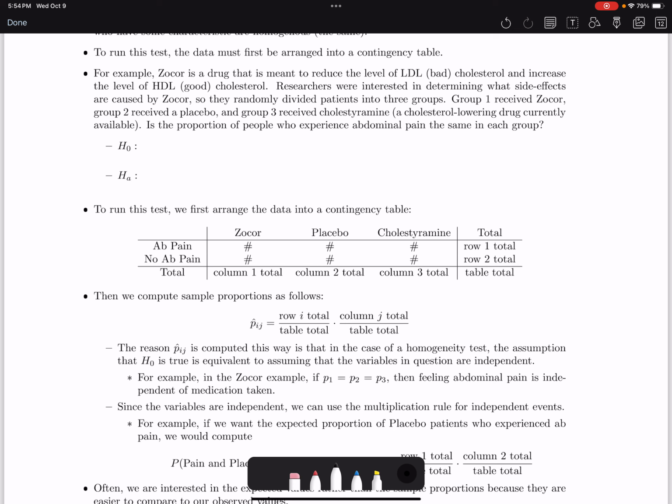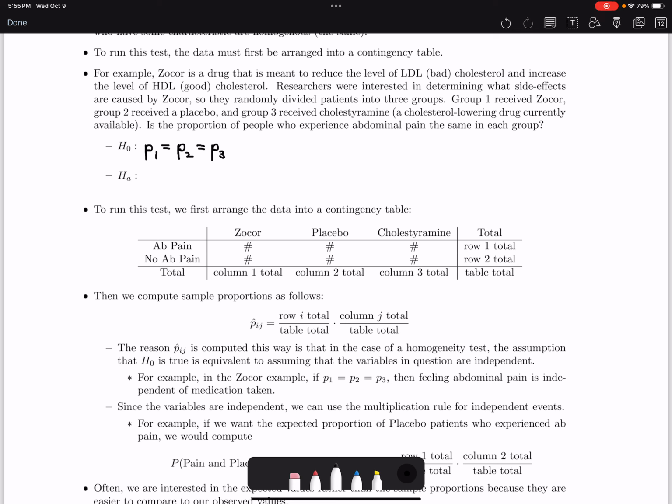Well, the null hypothesis would be that it is, right? That the proportion of people in Group 1 is equal to the proportion of people in Group 2, which is equal to the proportion of people in Group 3, right? P1 equals P2 equals P3. The proportion of people who experience abdominal pain is the same in all 3 groups.